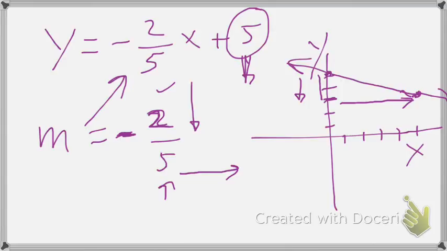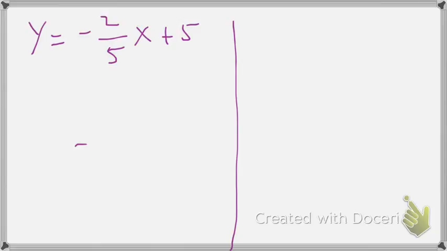Let me do it on a separate page, the same equation but without all the notation that I just gave you. You can look at it afterwards, of course. So the equation is y equals negative 2/5 x plus 5. Here I'm just going to graph it directly. 5 is called the y-intercept. 1, 2, 3, 4, 5. Make a point over there, and then move on to the slope.